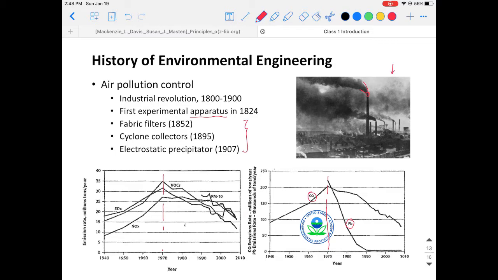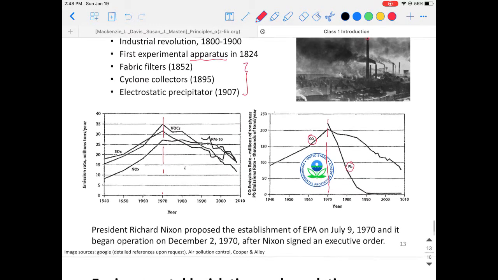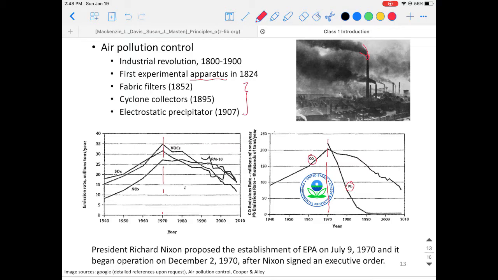If you take a look at the economy in the United States, there is no economy crashing, right? There is no crisis in terms of the economy. There is no war, right? So what is causing the reduction of all of these gas pollutants? It was actually because of the establishment of the United States Environmental Protection Agency.